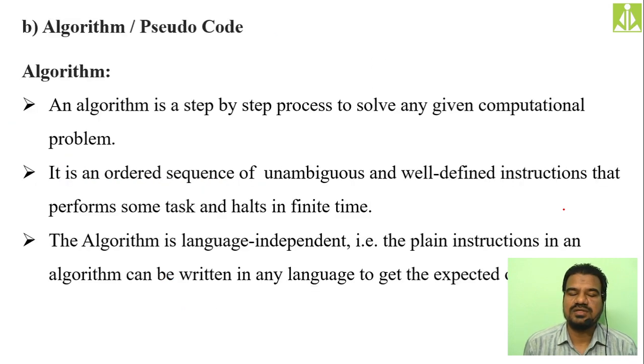Then we have the concept of algorithms and pseudocode. First we study thoroughly about the algorithm, then we'll go for pseudocode. Once you have an understanding of the algorithm, it is very easy for you to understand the pseudocode. So first we go with the algorithm, and this algorithm is an important part of our C programming study. So just pay attention and try to get the definitions.